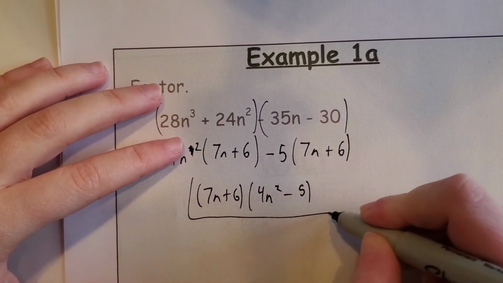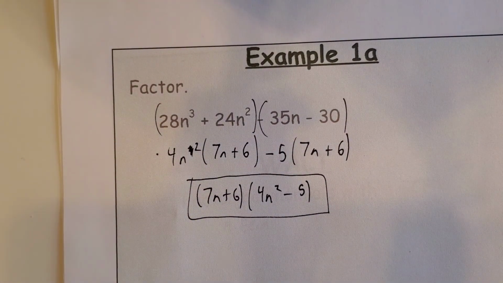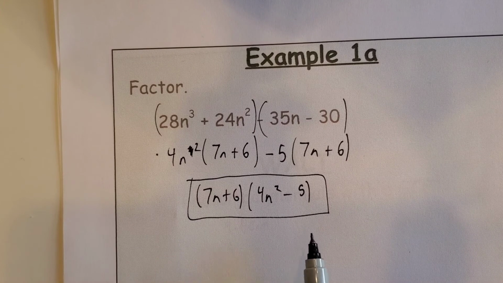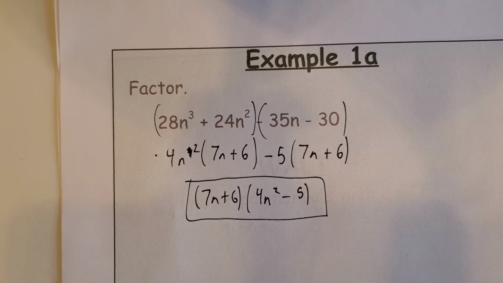And as I've said a million times, the order of the parentheses themselves does not matter. If you wanted to do 4n squared minus 5 and then 7n plus 6, that's absolutely fine. All right?